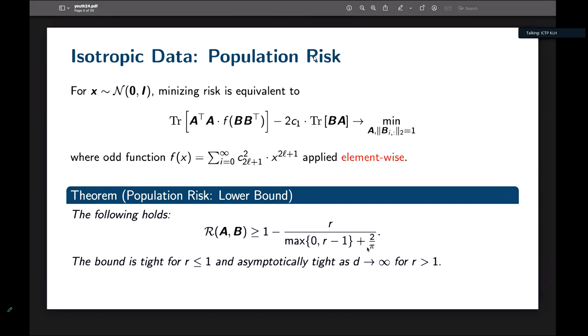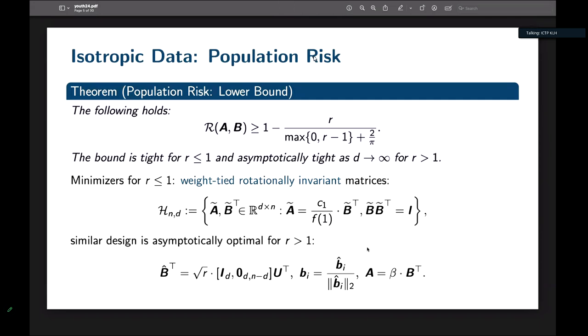What is important here is that for rates which are smaller or equal to one, this bound is tight, and we can actually characterize all the minimizers of this objective. For rate higher than one, it's asymptotically tight, meaning that we can provide a sequence of certain candidates which in the high dimensional limit will achieve this lower bound.